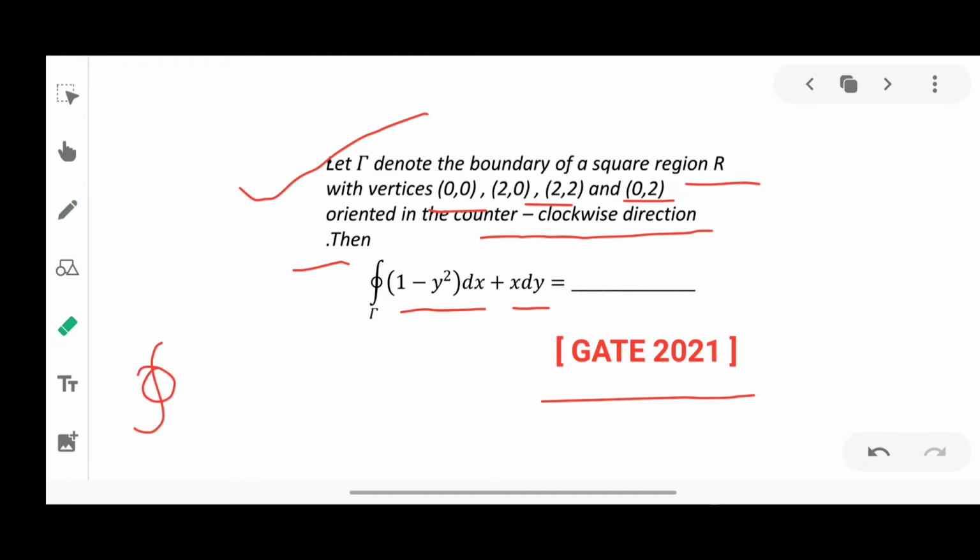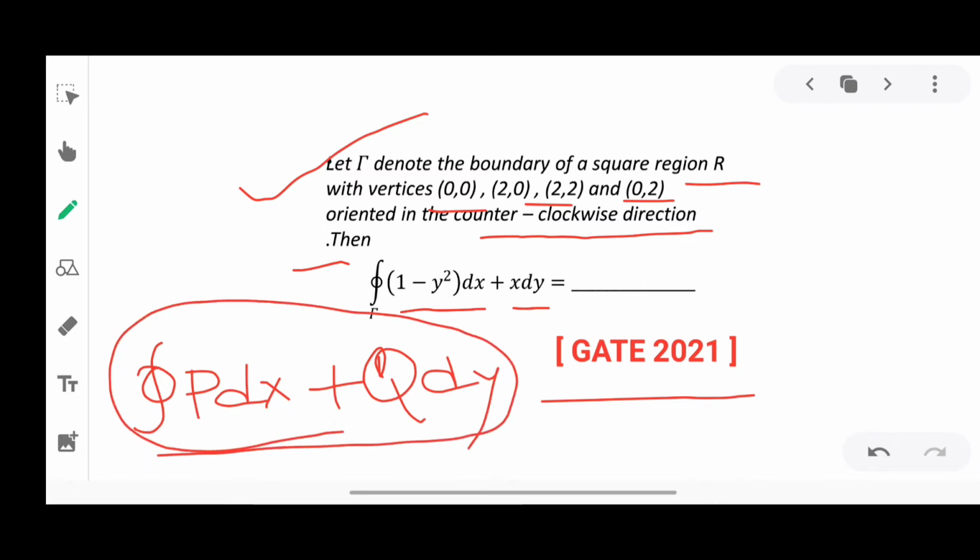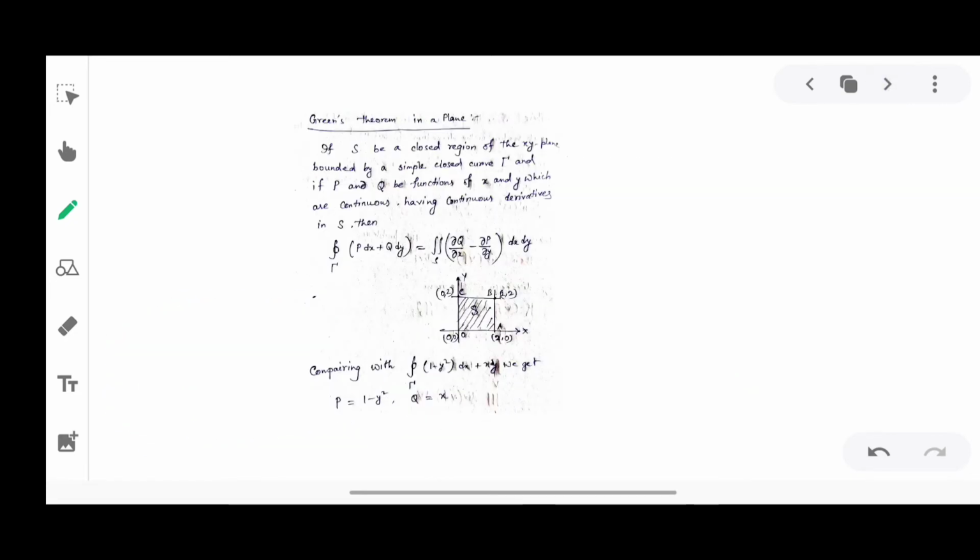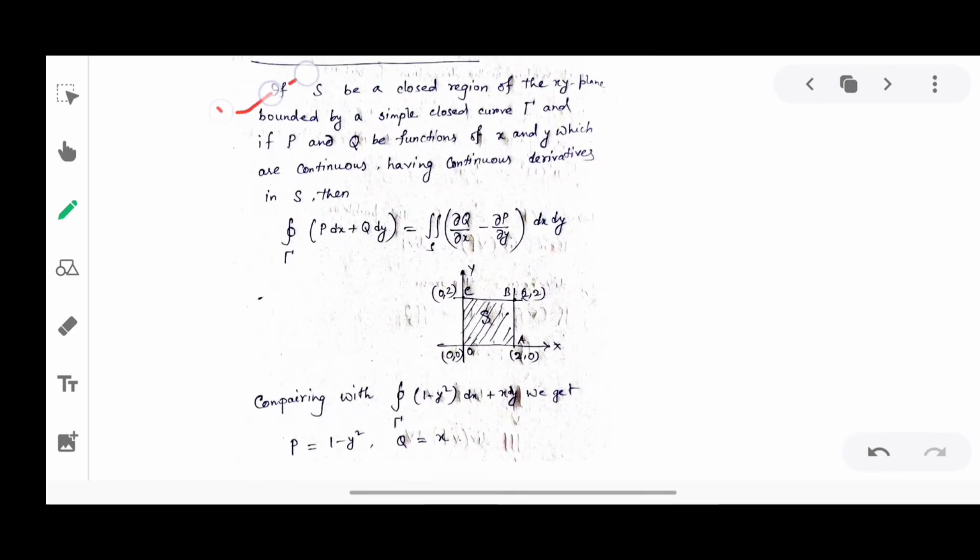The problem is given in the form p dx plus q dy, which is the form of Green's theorem in a plane. Now Green's theorem in a plane says that let S be a closed region of the xy plane bounded by a simply closed curve gamma, and p and q be functions of x and y which are continuous and have continuous derivatives in S. Then Green's theorem says that the closed integral over gamma of p dx plus q dy equals the integral over S of (del q by del x minus del p by del y) dx dy.